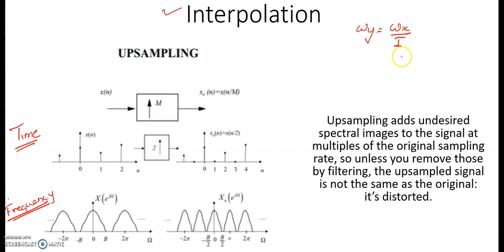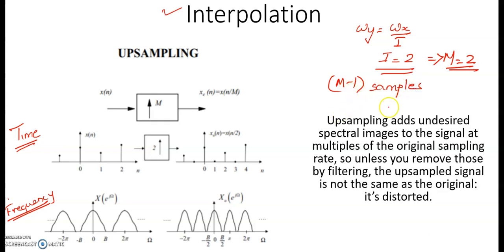In the previous case we assumed I was equal to 2, where the interpolation factor was the ratio of Fy and Fx. So this interpolation factor M will be equal to 2. What this basically means is that it will be adding M minus 1 samples. If the interpolation factor is M, it will be adding M minus 1 samples.